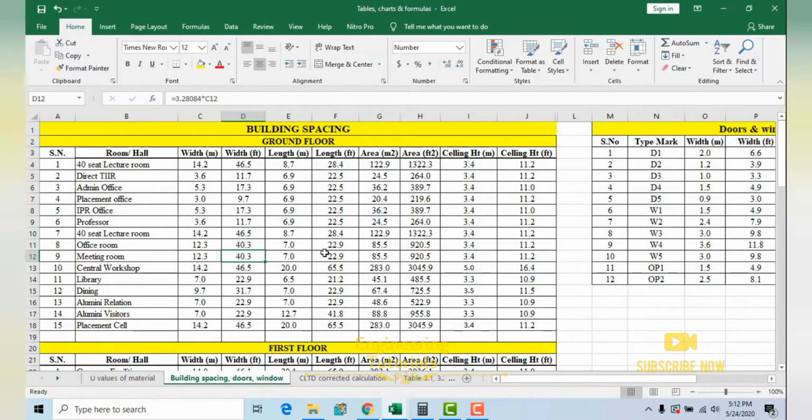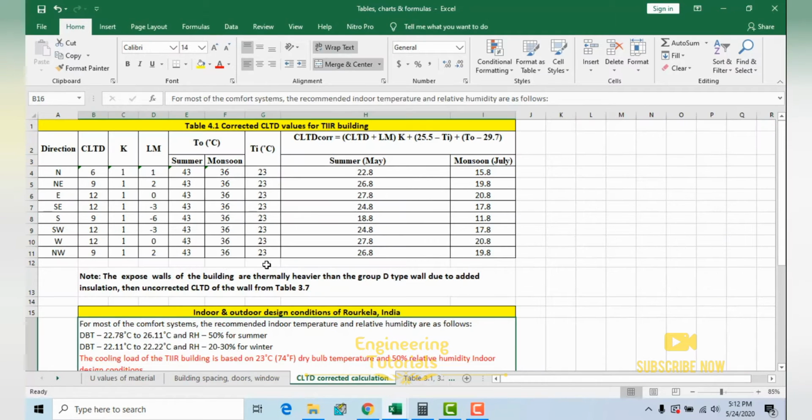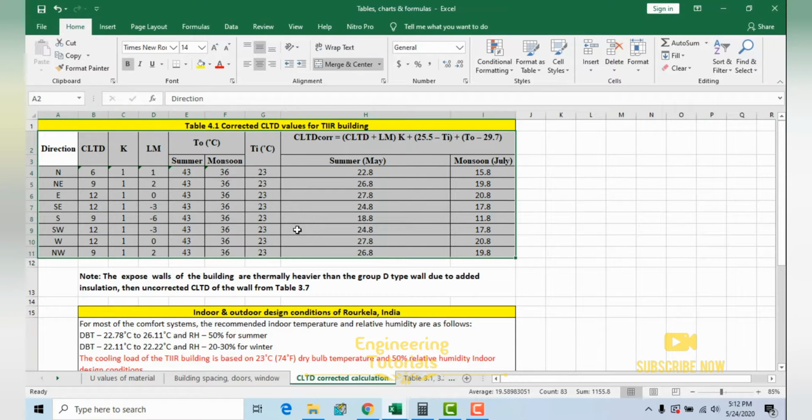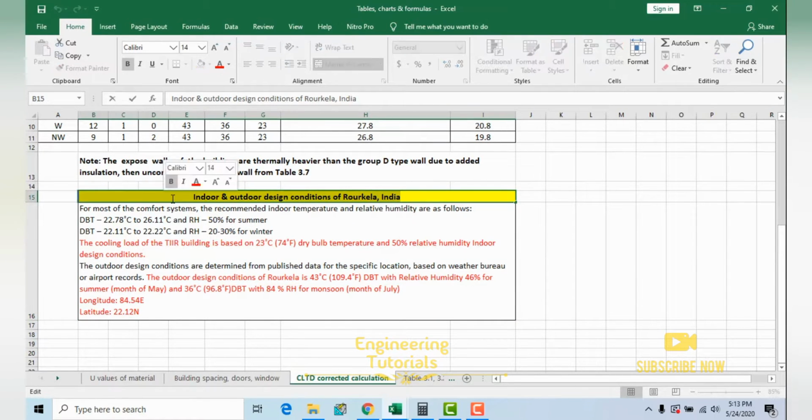And the second tab you will find the building spacing, the width, length and height is given for each and every room. And the window schedule and door schedule, I already told you about this one, you can see over here. And in the third tab you can find the CLTD, because we are going to use the CLTD method for load calculation. So we will calculate CLTD for different types of the wall exposure. So before that you need to understand one thing: indoor and outdoor design conditions for that Rourkela, Odisha, India.